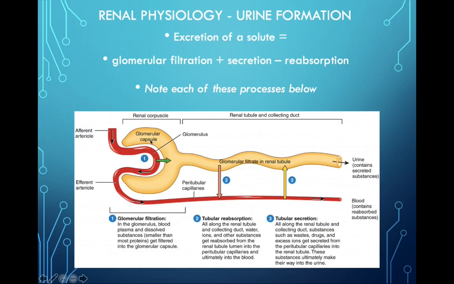So at the nephron, we have an afferent arteriole, an efferent arteriole, and at the glomerular capsule, or the Bowman's capsule, you have filtrate that's pulled out. So you have filtration that takes place, and there's tubular reabsorption. All along the renal tubule and collecting duct, water, ions, and other substances get reabsorbed from the renal tubule lumen into the peritubular capillary. So we can see at number 2, it's pulled this way.